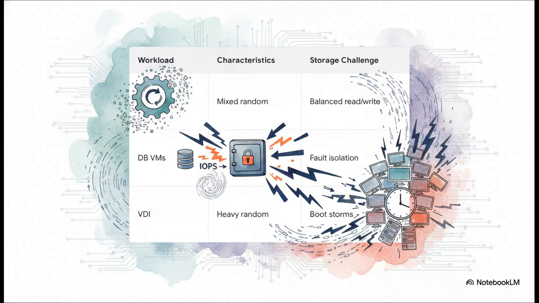Let's break down how this blender effect amplifies across different virtual workloads. General-purpose VMs have mixed characteristics, so they just need balanced performance. But look at database VMs. They demand high IOPS and need strict fault isolation so they don't get starved out by noisier neighbors.